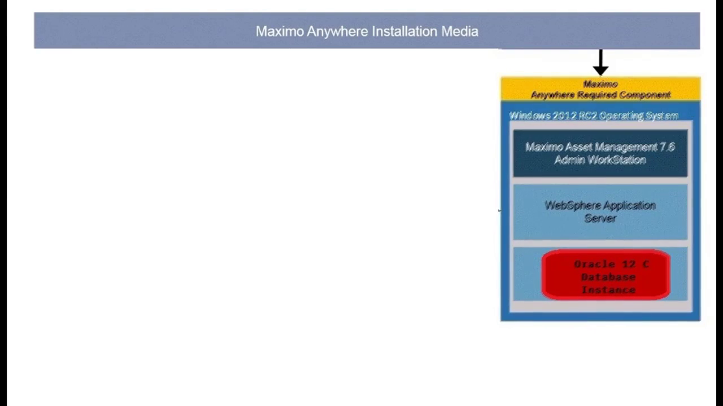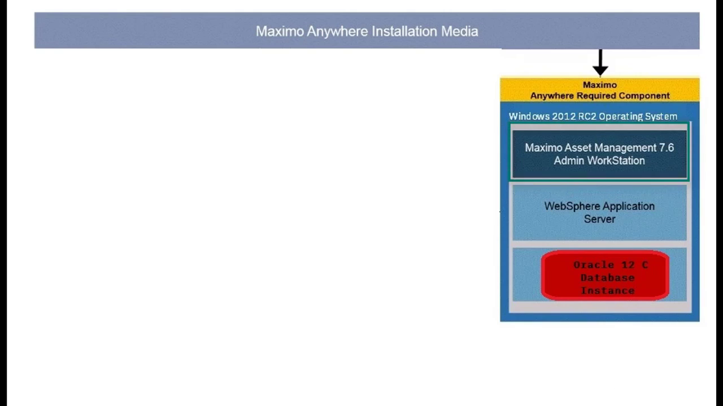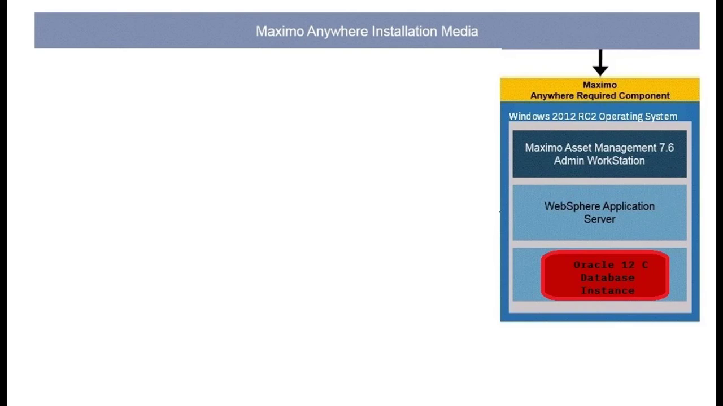Before installing Maximo Anywhere, verify that you have an installed, operational, and accessible Maximo Asset Management version 7.6 system. Throughout this series of videos, the Maximo Admin Workstation is the computer that contains and manages the corresponding C:\IBM\SMP directory structure for your Maximo environment.